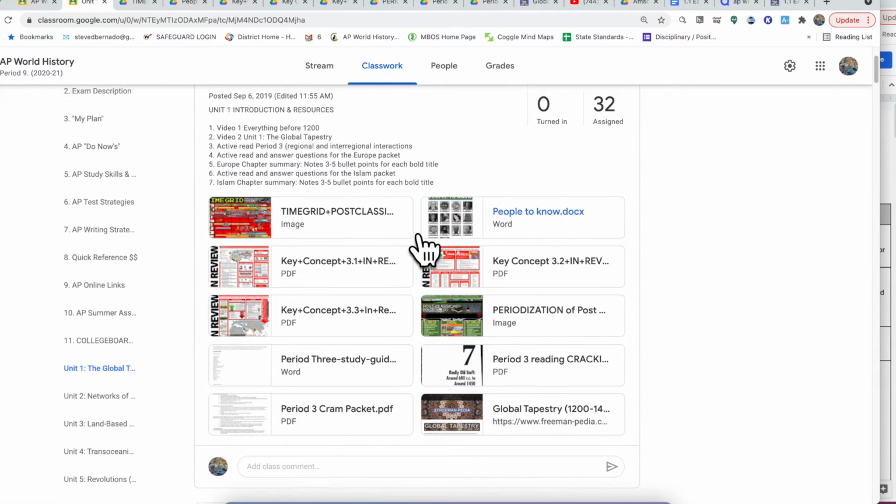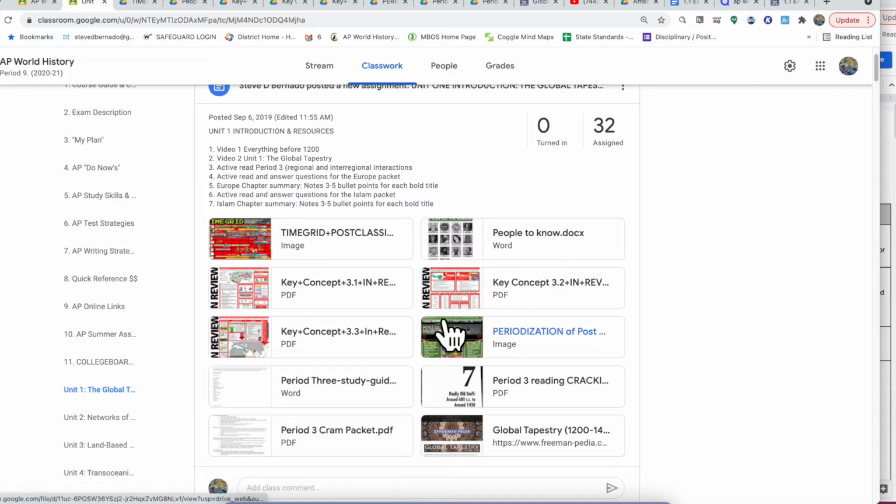What you have here are all links and attachments, which are an introduction and a review of the entire unit. This is not mandatory, this is supplementary for you. And they're wonderful, especially if you're a visual learner, or if you like to break things down into graphic organizers or boxes, or if you want an alternative text, it's all here for you. So you have a time grid, people to know, key concepts, periodization, extra vocab, an alternative reading, and a lot of infographics. Let me show you what it'll look like when I dive in.